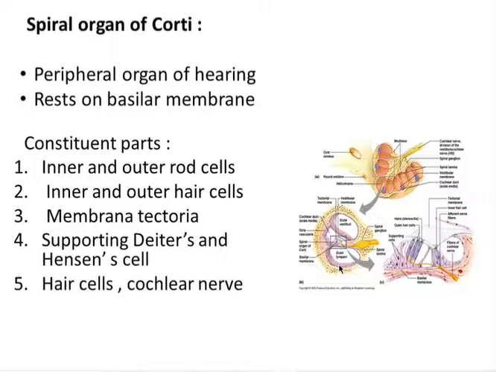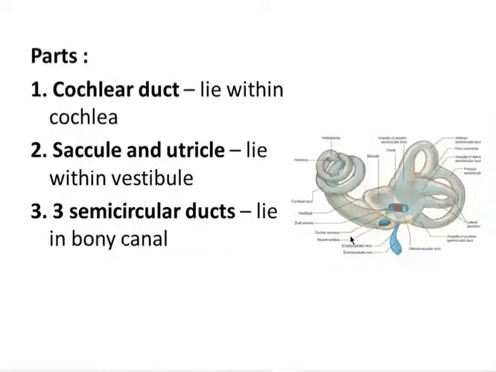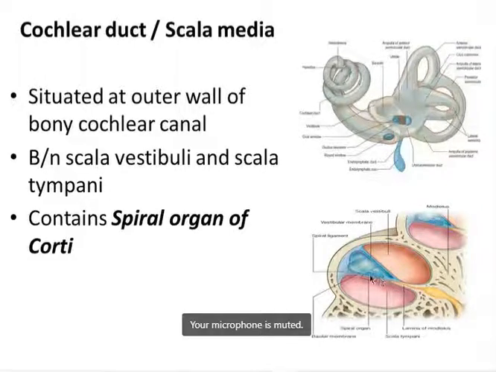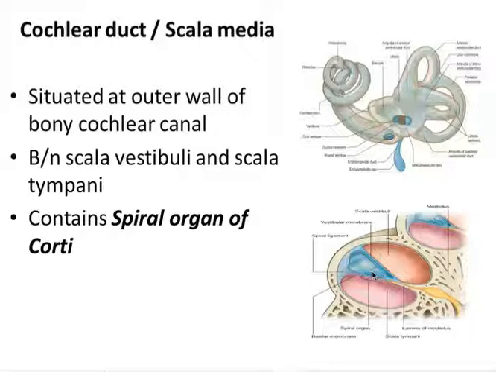Now come to the spiral organ of Corti. I think you have a histology slide of this spiral organ of Corti. This is our peripheral organ of hearing, and it rests on the basilar membrane. Do you remember now where the basilar membrane is? If you remember this figure, this is the basilar membrane, and the spiral organ of Corti lies here. This is the osseous spiral lamina here, which gives attachment to the vestibular membrane. It has a basilar membrane. The spiral organ of Corti rests on the basilar membrane, and it is found in the cochlear duct or the scala media.